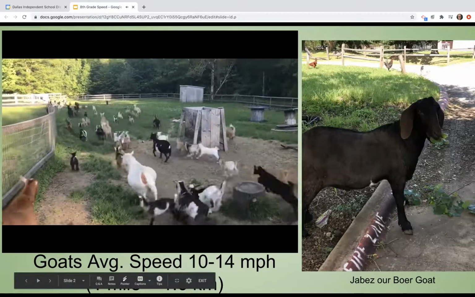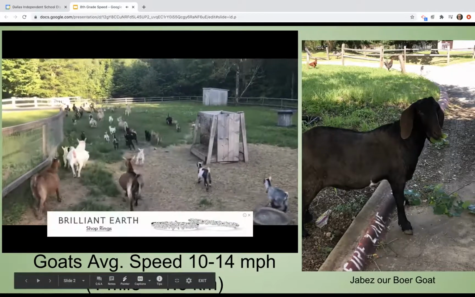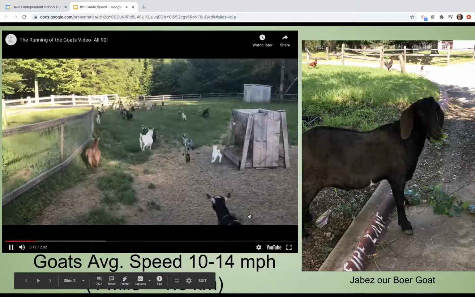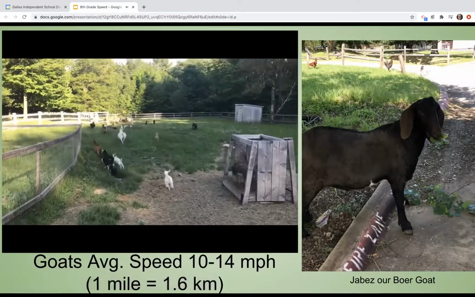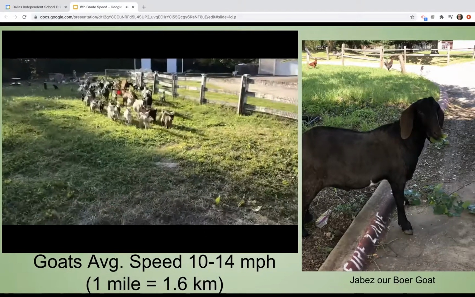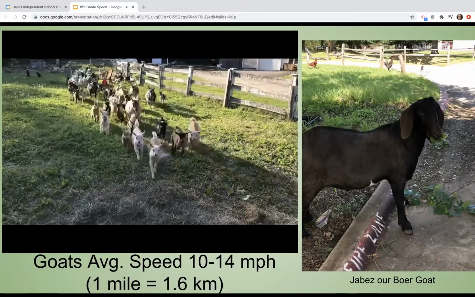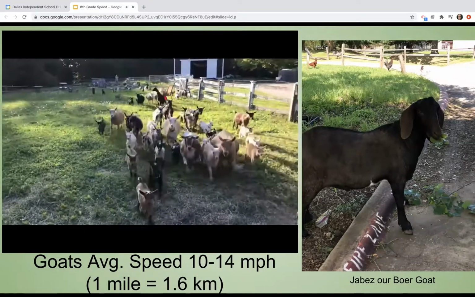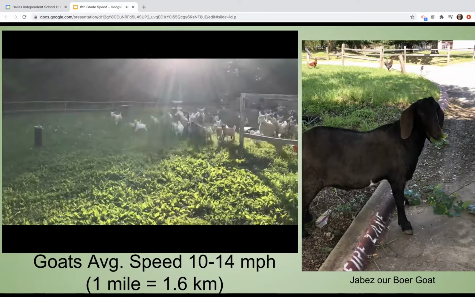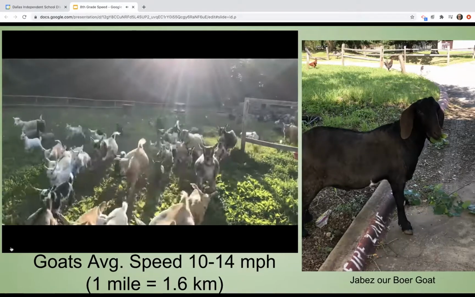These are little dwarf goats. Again, we don't have this kind, but I sure wish we did. So they are super cute. Maybe one day we'll get some of those goats. But the goats that we do have at the Environmental Center, we only have one.